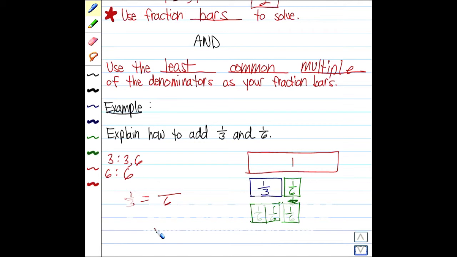numerator. So go ahead and find what 1/3 would be in terms of 6, and click continue when you're ready to check your answer.